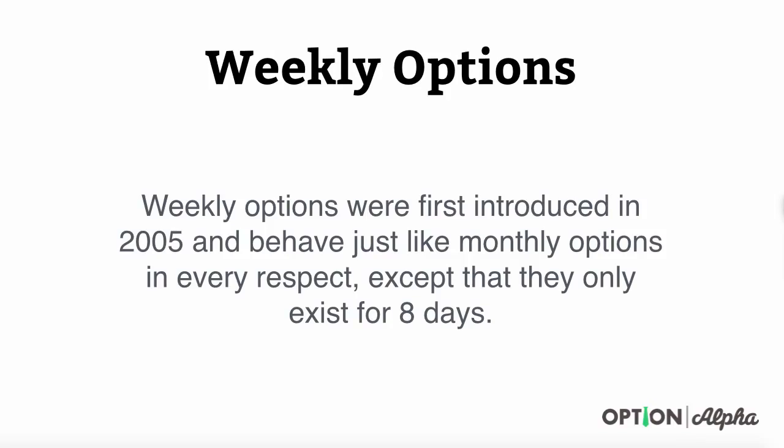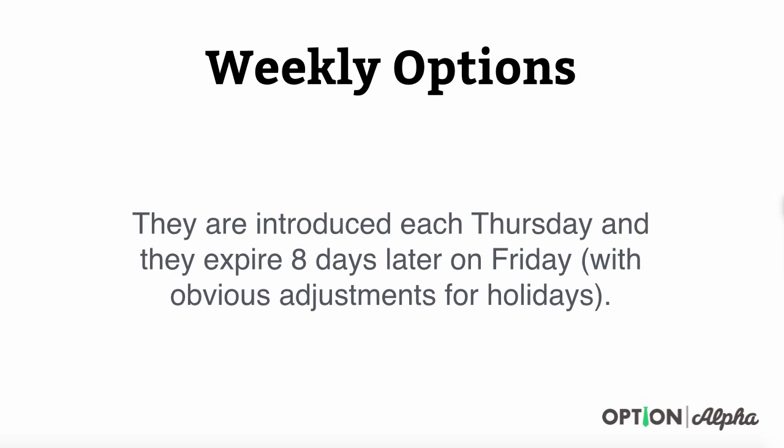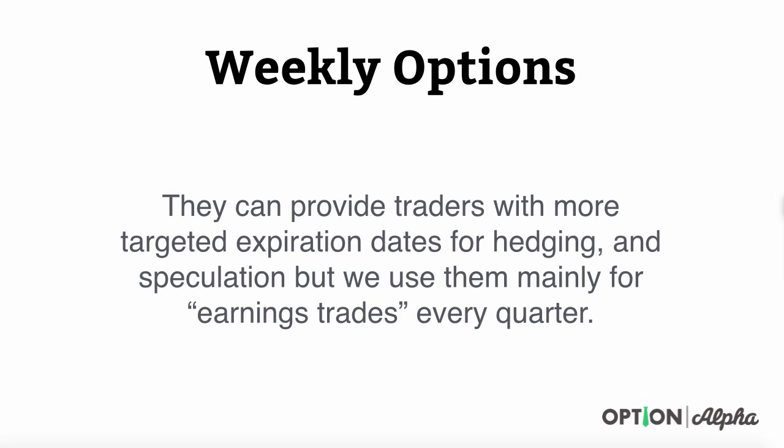But they behave just like most of the monthly options in pretty much every aspect, except of course that they only exist for 8 days, and that's where they get their weekly feature. They are introduced each Thursday into the market, and then they expire 8 days later on Friday. So they're not really just one 7-day contract. They're introduced on the Thursday before, and then they expire that next Friday. But what's important to know is that they aren't on the week that has a monthly contract. In most cases, the weekly options will be for most of the weeks preceding and after that monthly contract, but they won't overlap and correspond.